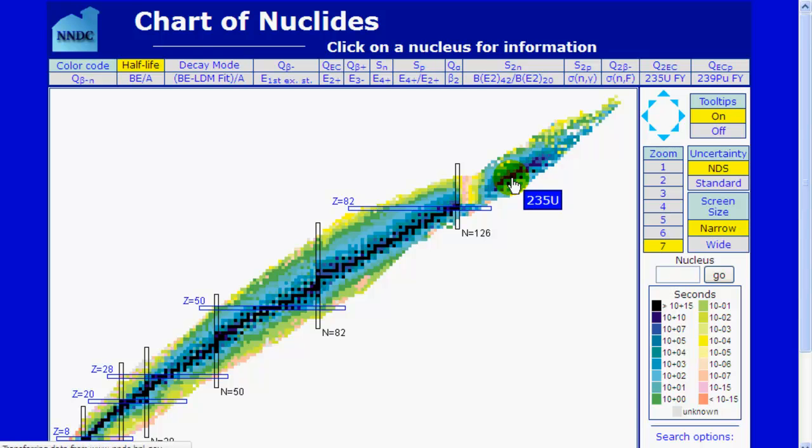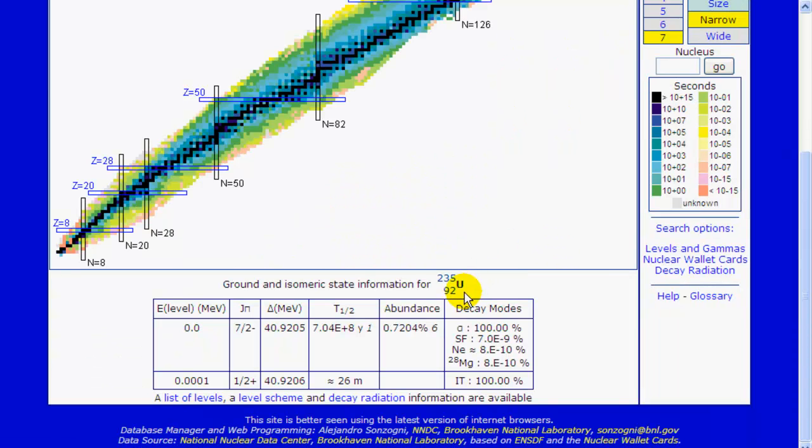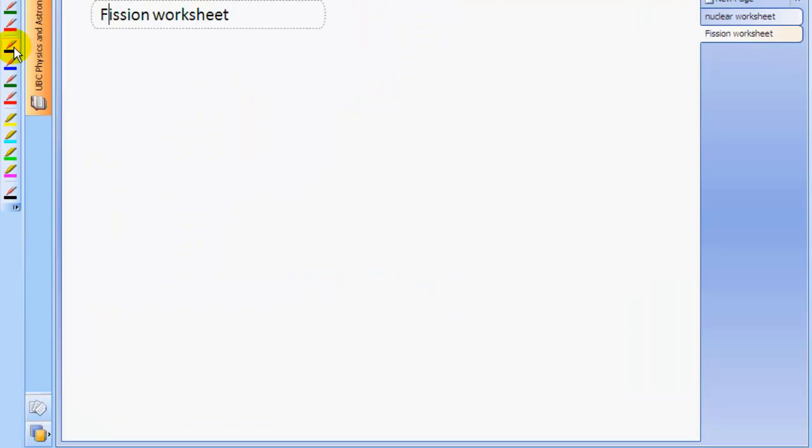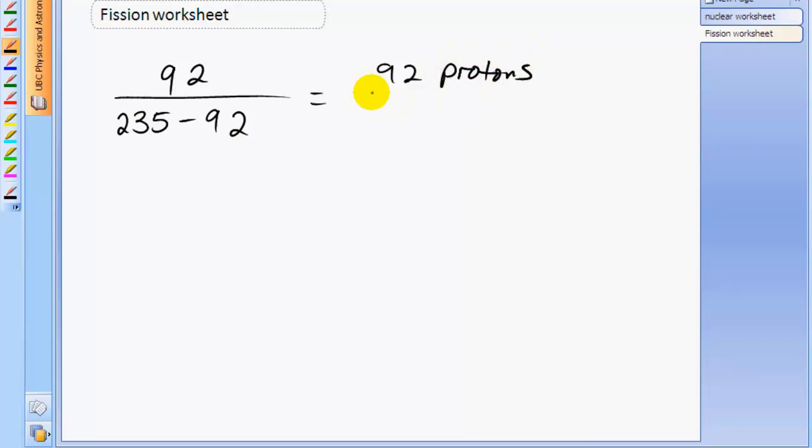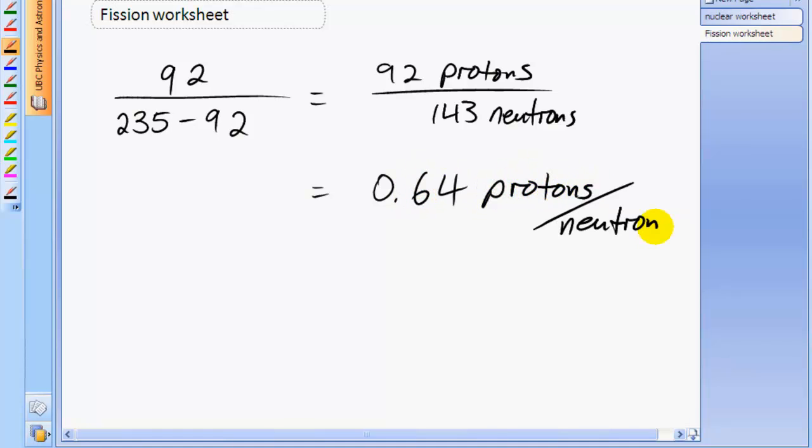So if we take uranium-235, for example, we know that its atomic number is 92, and so we can calculate the ratio of neutrons to protons in this atom. Knowing that the atomic number of uranium-235 is 92, we can divide that by the total number of nucleons, 235, and then subtract away the number of protons, and this will be 92 protons divided by 143 neutrons. And this calculation gives us 0.64 protons for every neutron. And you can also take the reciprocal of this and think of it as 1.6 neutrons per proton.